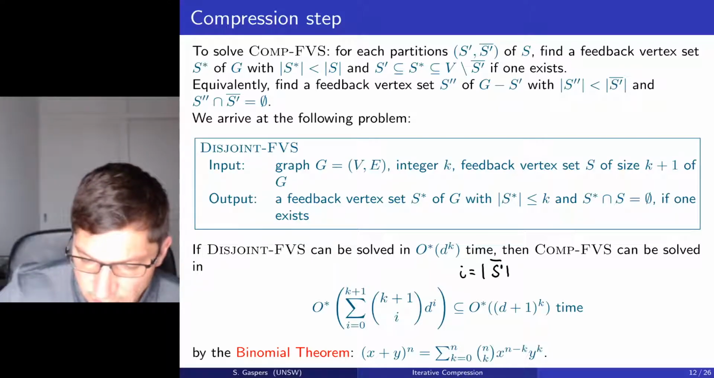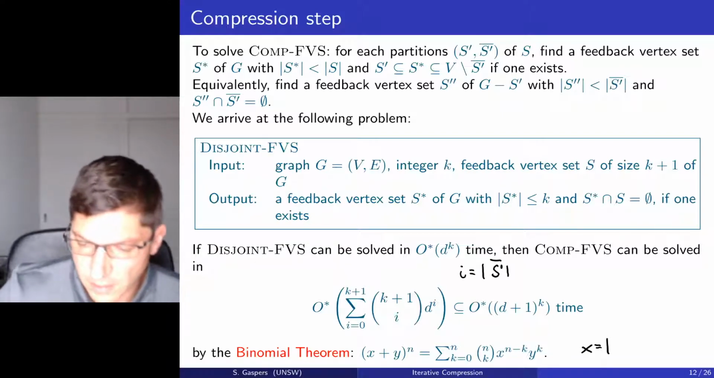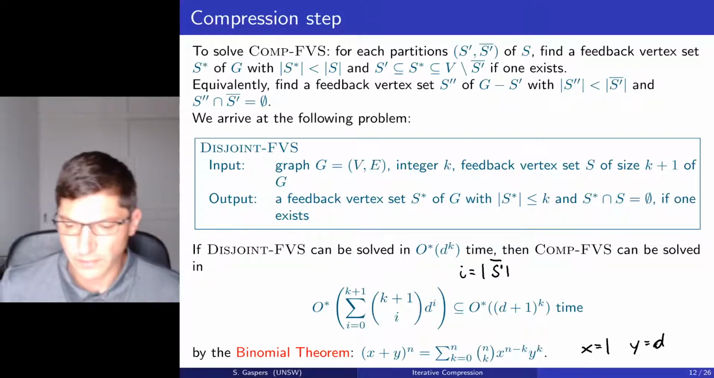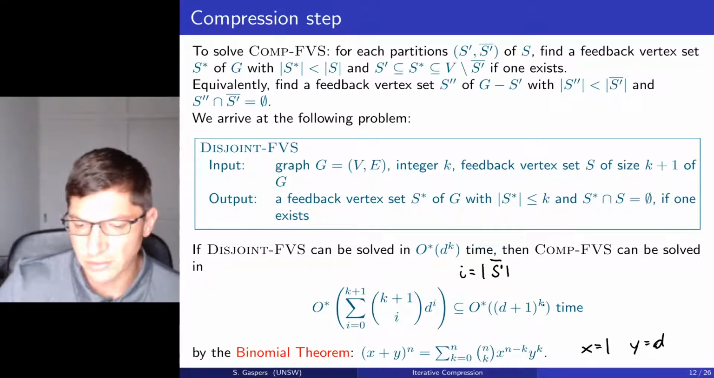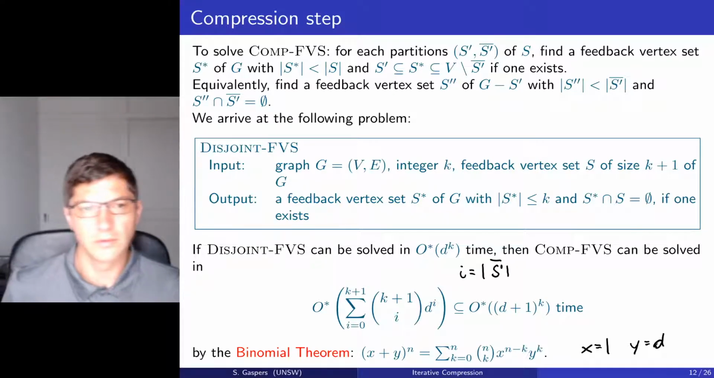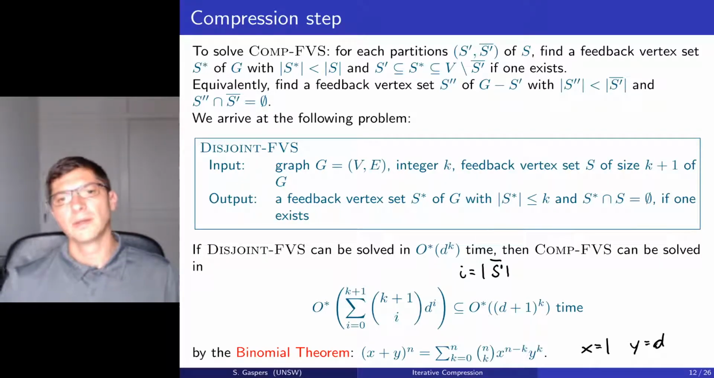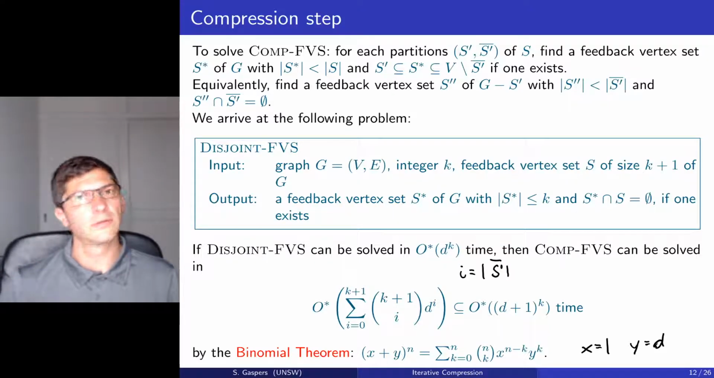So basically we wouldn't have this factor. This factor would just be, so x would be 1, and so y is equal to d. Meaning that the running time that we get in the end is d plus 1 to the power k. So the final running time will be d plus 1 to the power k, which is also the final running time for the feedback vertex set problem.